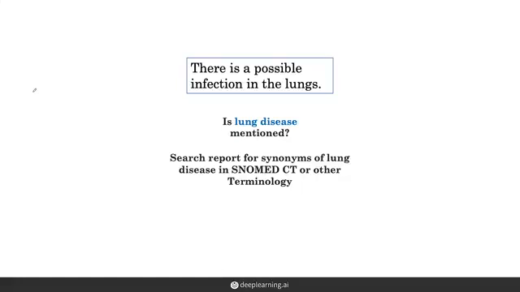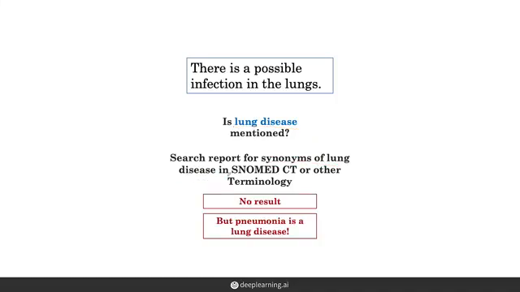Let's see another way in which terminologies can help us. Let's say we want to find mentions of lung disease. As before, we can search the report for lung disease or its synonyms using a terminology. However, this might return no results because infection is not a direct synonym of lung disease. Now, this report tells us that there is a mention of pneumonia, which is a type of lung disease, so we should be able to say yes for mention of lung disease.